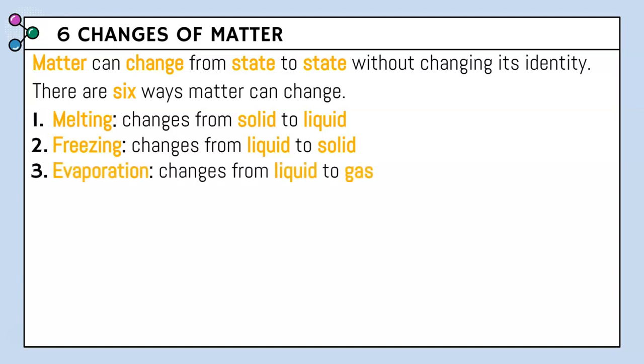Our next change is evaporation. That changes from a liquid to a gas. So this happens when we're boiling water. We start seeing that smoke coming off, that steam. That's liquid H2O to gas H2O. That's also kind of the rain cycle as well.